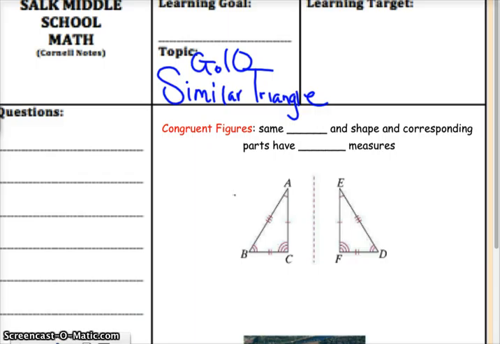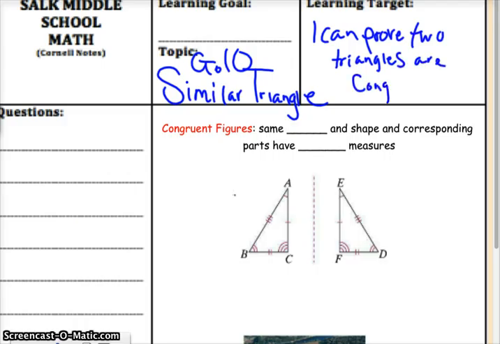And what you're going to be able to do after today and tomorrow is prove that two triangles are congruent. That means, remember, congruent means same. So if I give you two triangles, you're going to be able to actually prove that they are the same triangle.